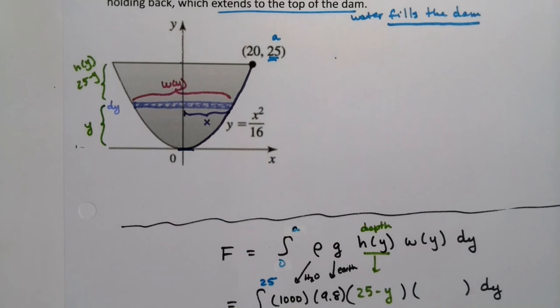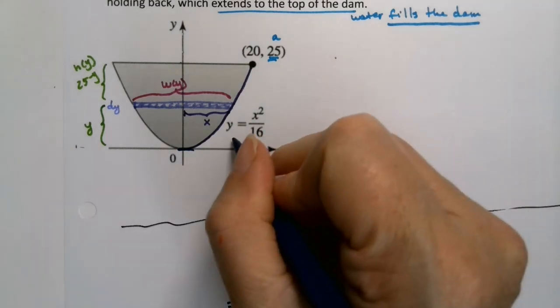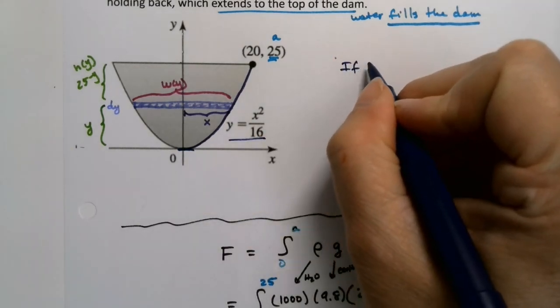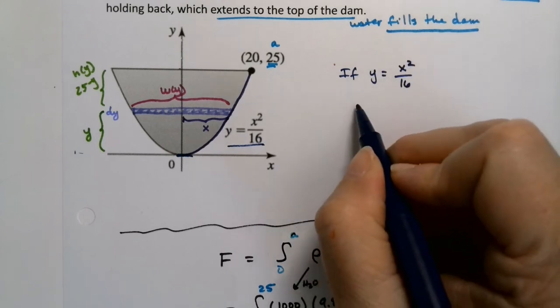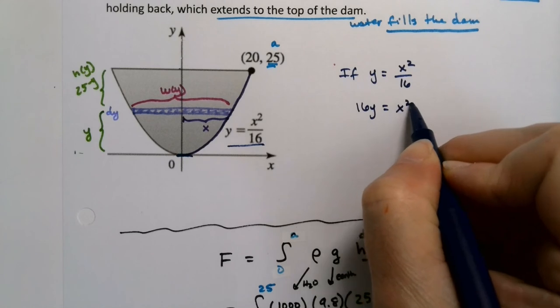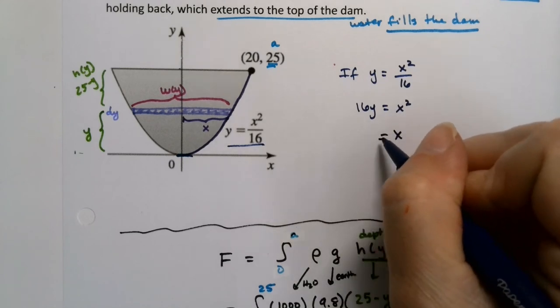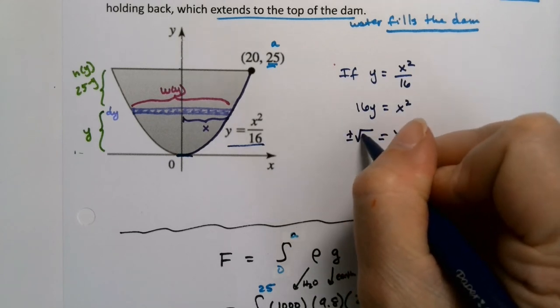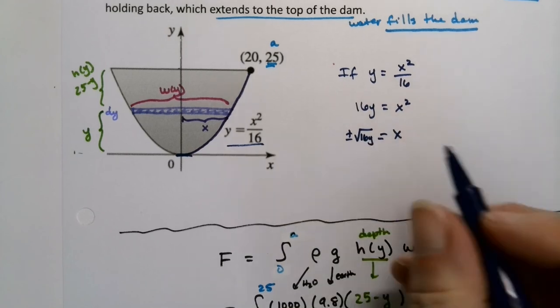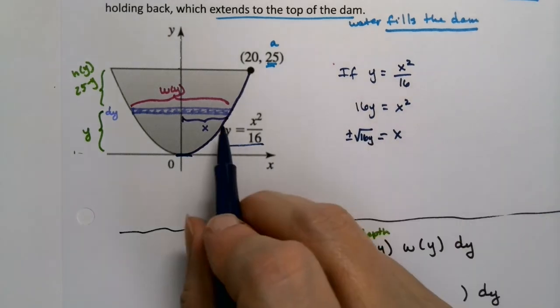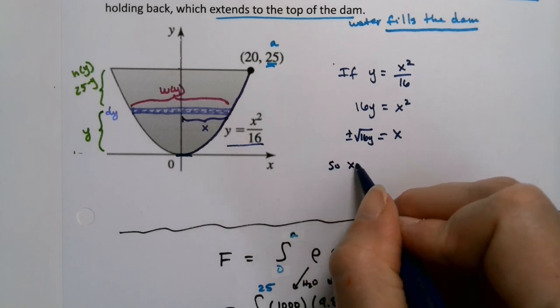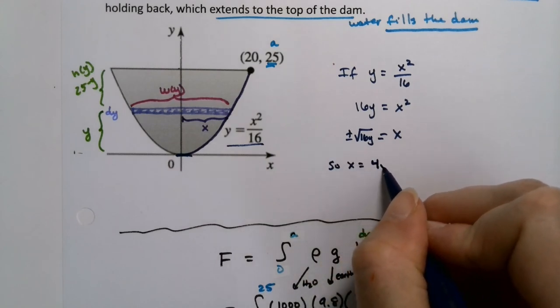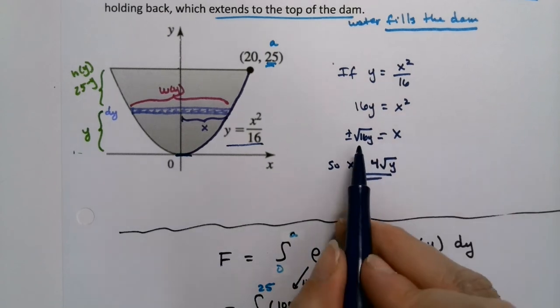Let's take this equation and let's solve it. If y is equal to x squared over 16, then 16y is equal to x squared, and so x is equal to, now it's technically plus or minus the square root of 16y. However, because we're in this positive quadrant, we would only use the positive. So x is equal to 4 square root y, because the square root of 16 is 4.